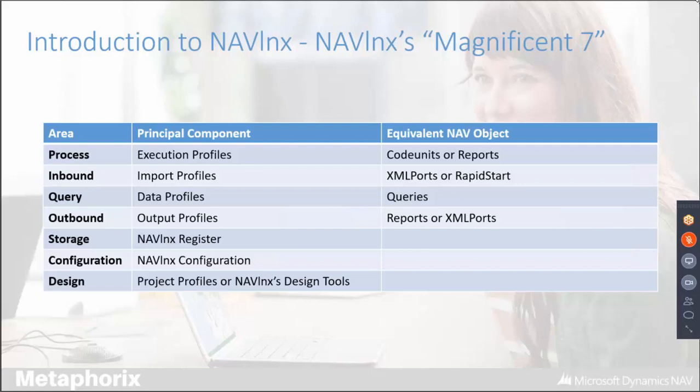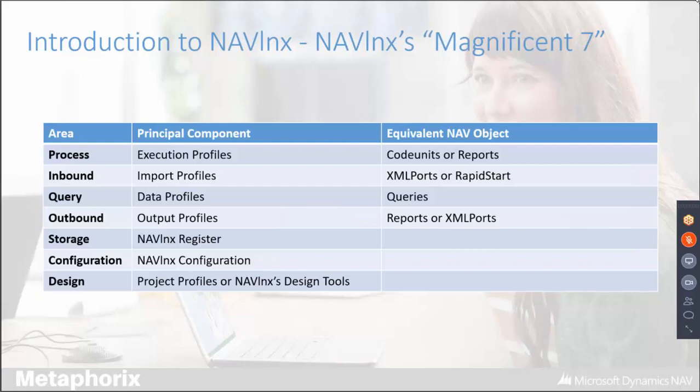The second of the Magnificent 7 is inbound. The principal components for this functional area are import profiles. The equivalent object in Navision would be, for example, XML ports or NAV's Rapid Start solution. And this particular functional area covers the importation of data, to name one example.